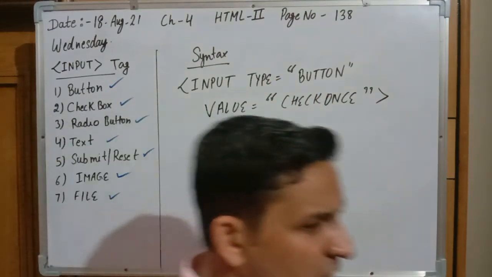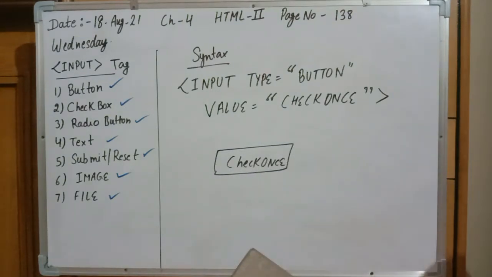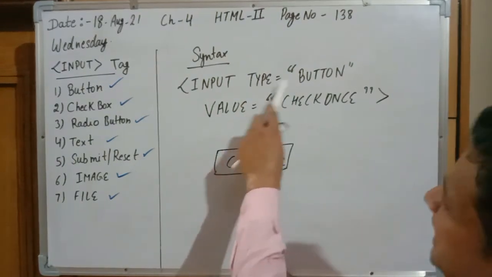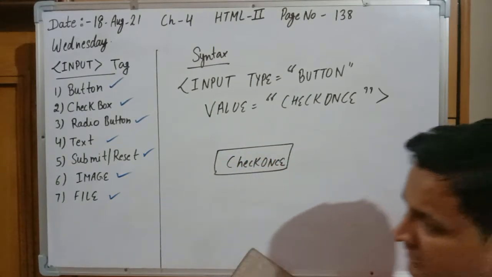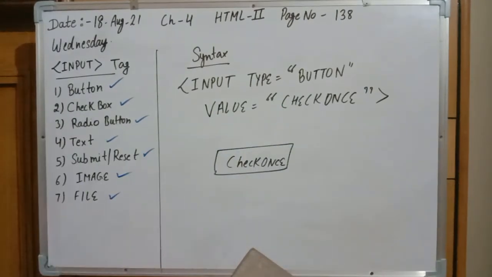Input tag is having two attributes, one is type, one is value. Type attribute contains the type of input data and value contains the specific value that will be written in that specific part. Each type of input button is having different properties, different attributes. We will discuss through book examples now.